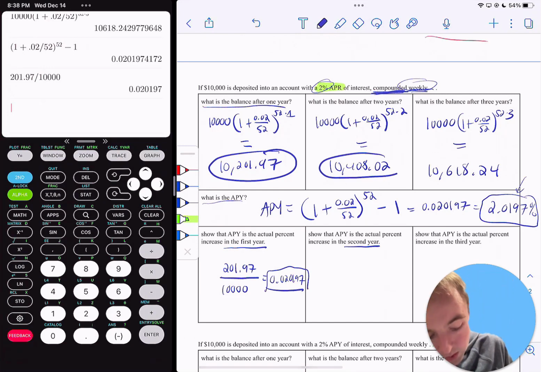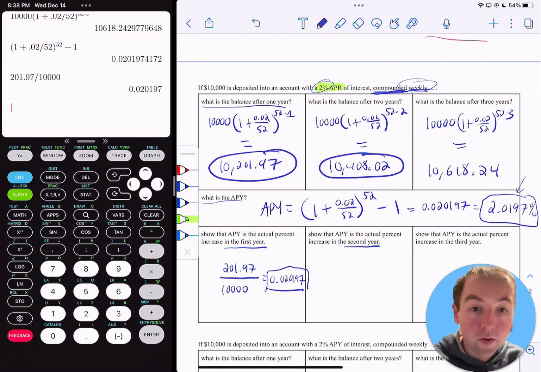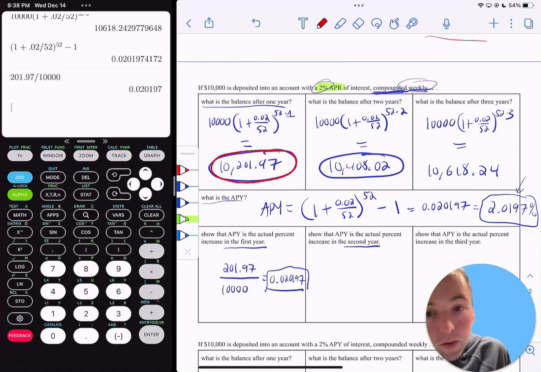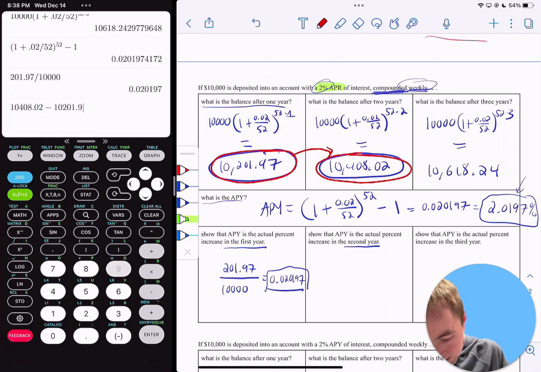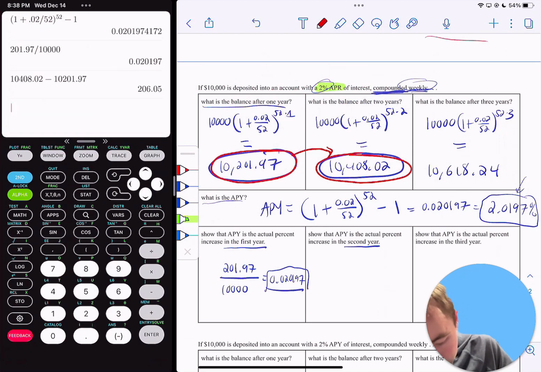So I just want to demonstrate that also is happening in the second year. So in the second year, we ended up with $10,408.02. So what I'd want to know is how much I actually increased in that second year. If this is how much I ended with in year one, I'd have to figure out how much I increased by to get to year two right there. So I'm going to need to subtract my end balance from year one from my end balance from year two. And that tells me that there was a $206.05 increase in interest in just the second year.